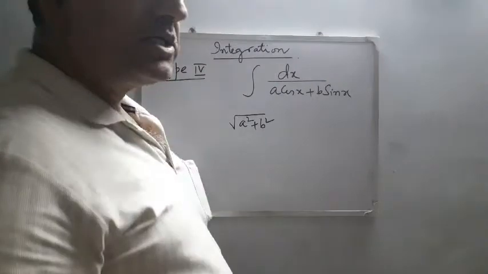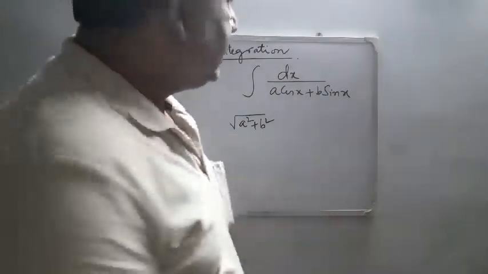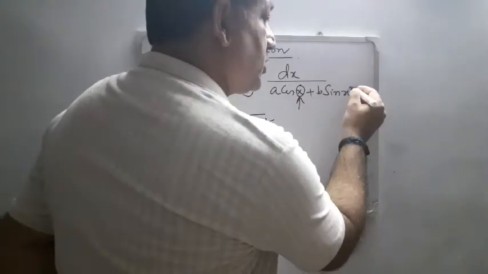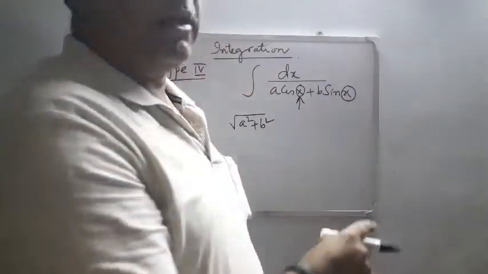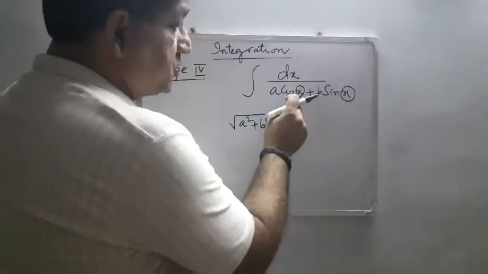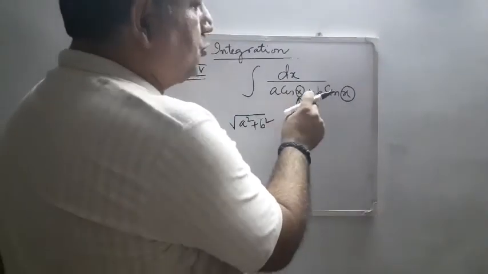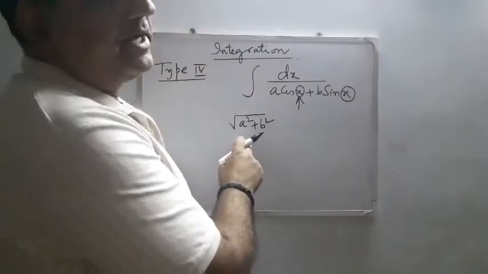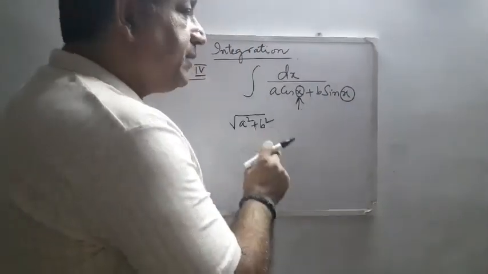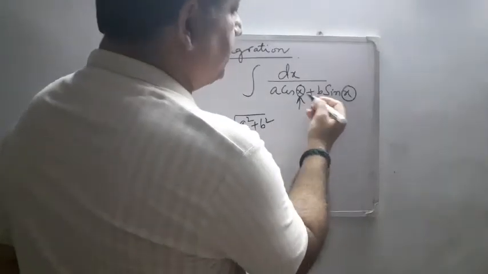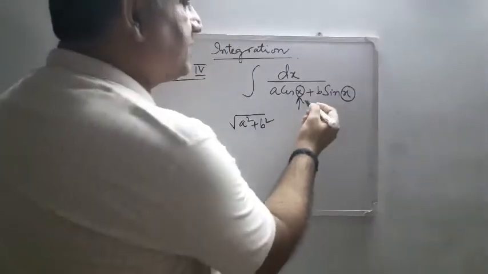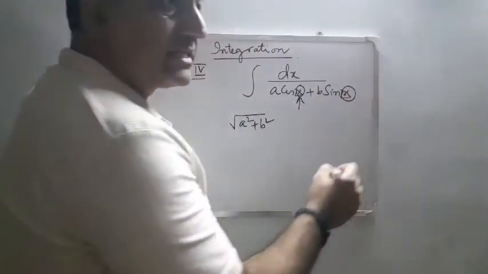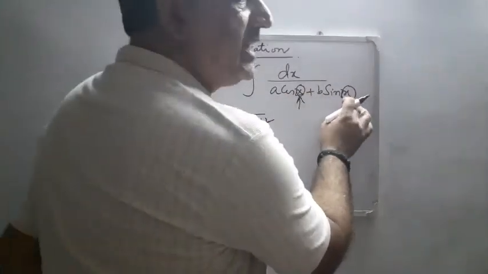But one thing must be kept in mind, that in front of cos we have this angle x, and in front of sine we should have the same angle. Remember, if instead of x, we have a cos 2x and then b sin x, you can't apply this technique. This technique is applicable only when in front of cos as well as sine we have the same angles. Say if here 2x, then here also we have 2x. If here 3x, then here also we have 3x.